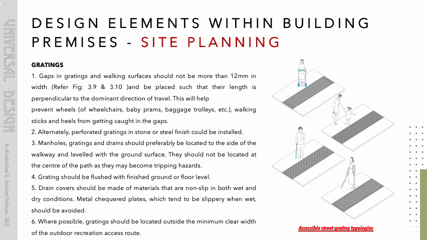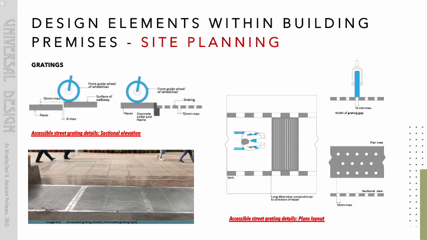3. Manholes, gratings and drains should preferably be located to the side of the walkway and leveled with the ground surface. They should not be located at the center of the path as they may become tripping hazards. 4. Gratings should be flush with finished ground or floor level. 5. Drain covers should be made of materials that are non-slip in both wet and dry conditions. Metal checkered plates, which tend to be slippery when wet, should be avoided. 6. Where possible, gratings should be located outside the minimum clear width of the path. Outdoor recreation accessible street grating details.